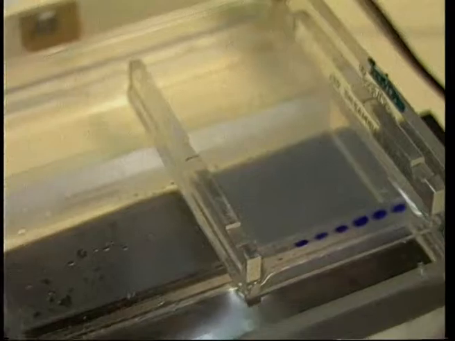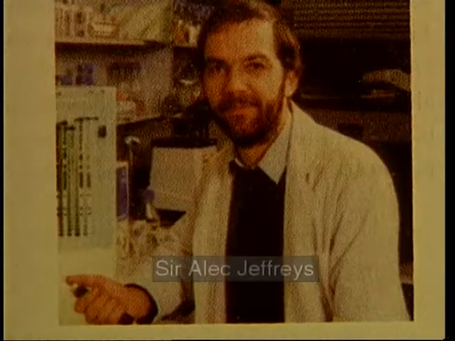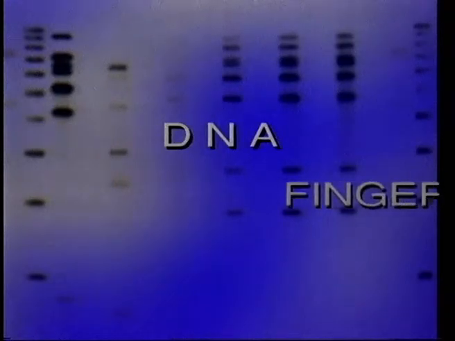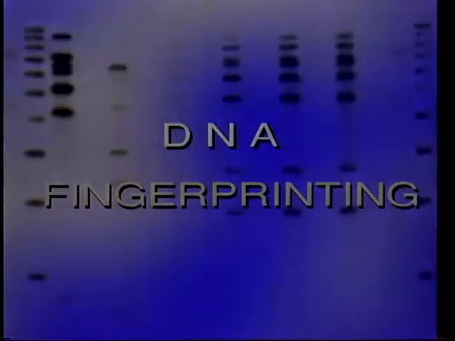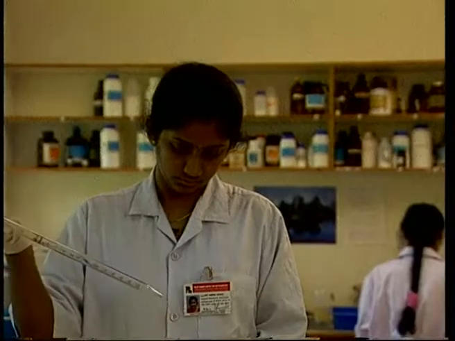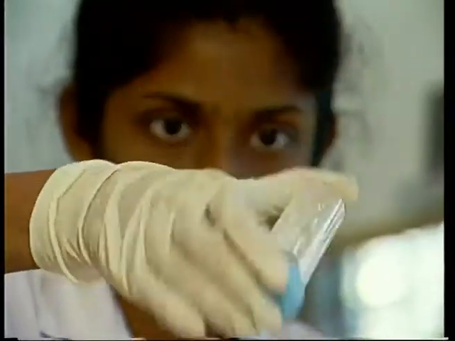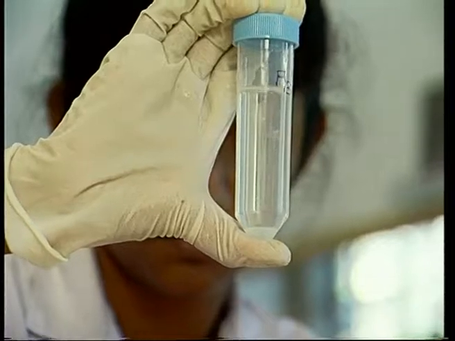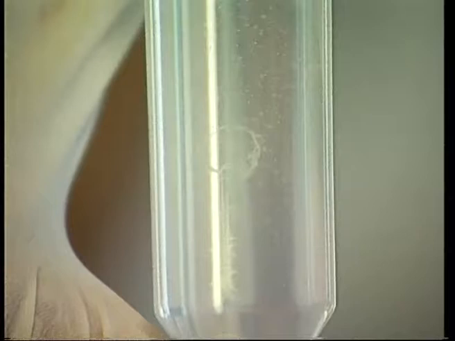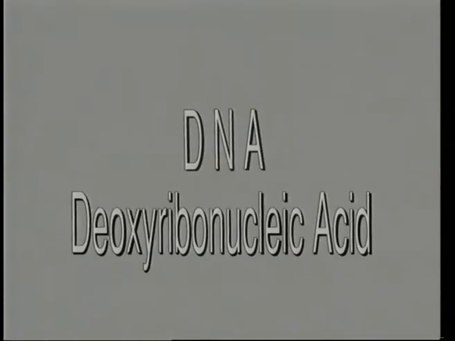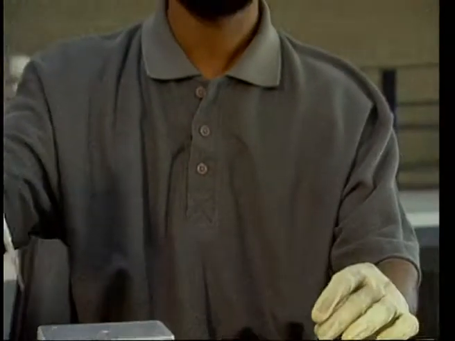That was one of the examples of the application of DNA fingerprinting, a technique developed in 1984 by Sir Alec Jeffreys, a British geneticist. This technique relies on the DNA, that is, deoxyribonucleic acid, which is responsible for transmission of genetic information from one generation to the next.